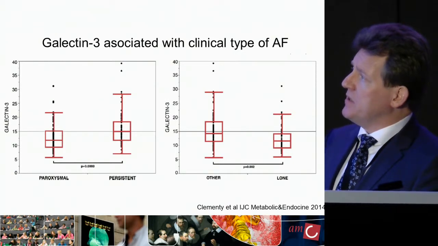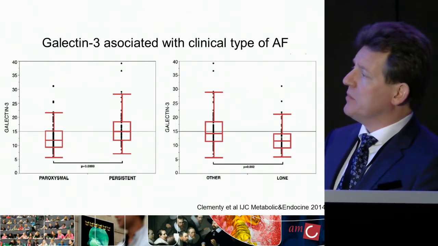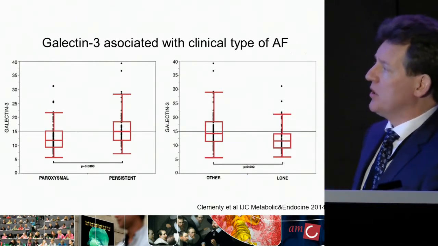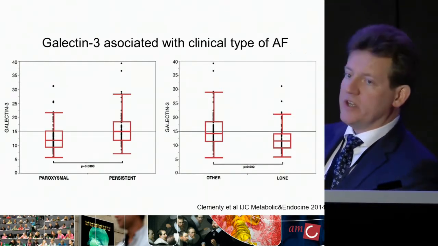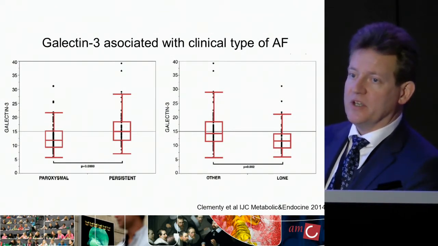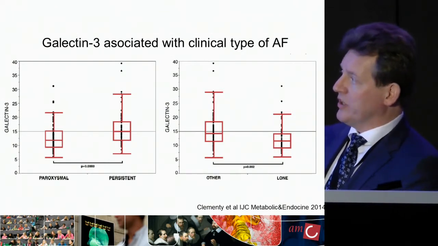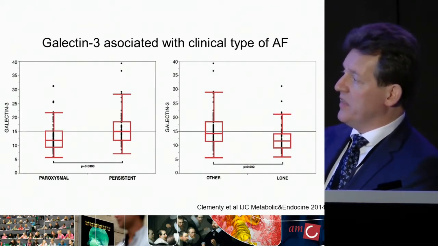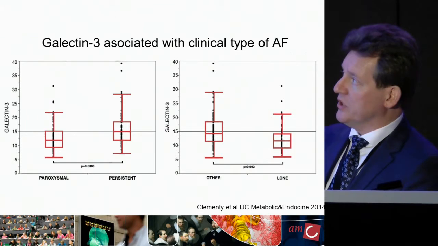This is basically the same. This is from a French group showing that galectin is higher in persistent than in paroxysmal atrial fibrillation, but also that in cases of lone atrial fibrillation, in the absence of heart disease, hypertension, coronary artery disease, and you name it, it's lower in the AF patients than in those who do have concomitant conditions.